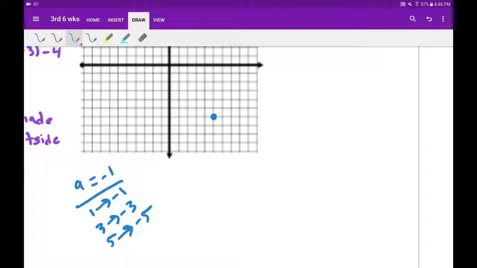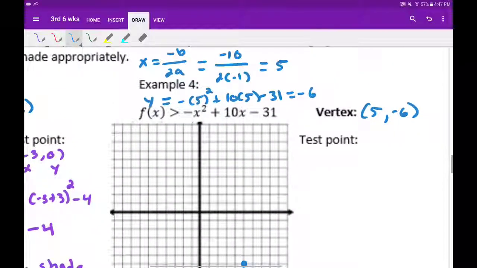So out 1, down 1 right there, out 1, down 1 on the other side. Then from that point, out 1 and down 3, which takes me here, out 1, down 3, takes me there. So this parabola is doing this thing here.